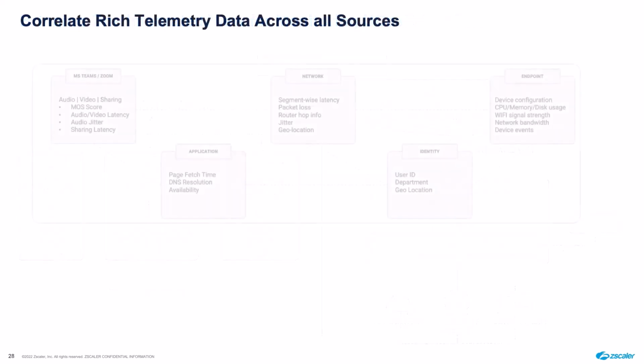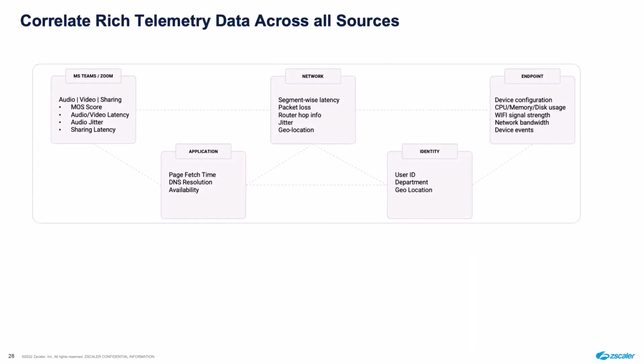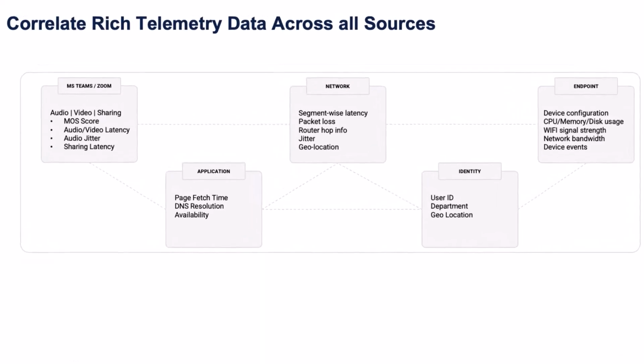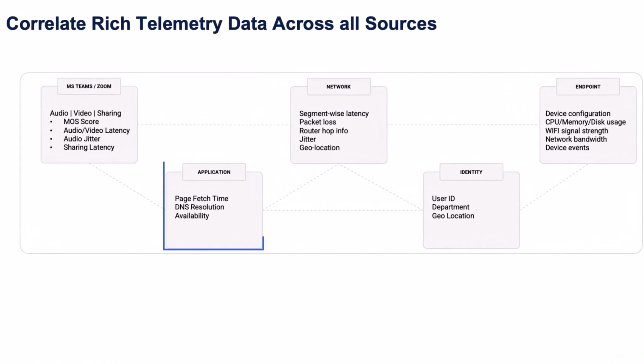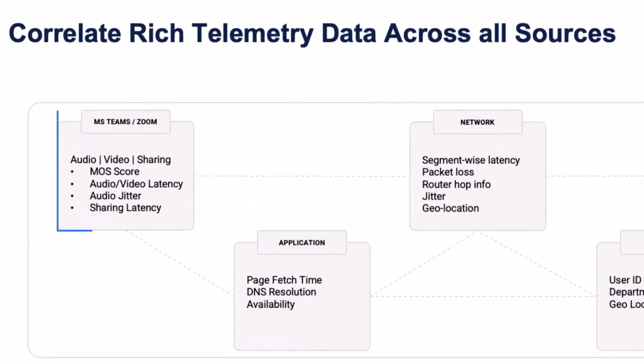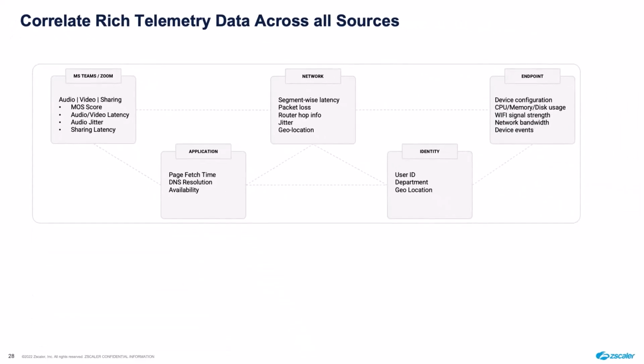Here is the basic information which we were collecting before Teams call quality integration was there. So we were collecting network information, application information, the endpoint details, and the identity. With Teams and Zoom integration, we are also collecting audio, video, sharing, MOS score from the tenant, and overlay this information in the context of the user's timeline.